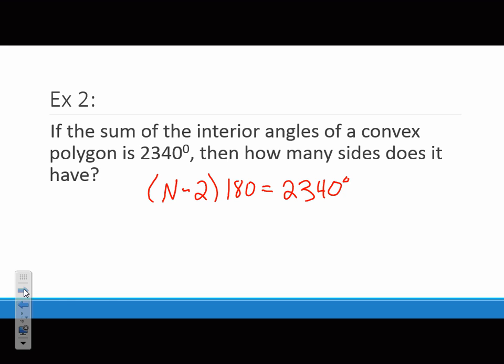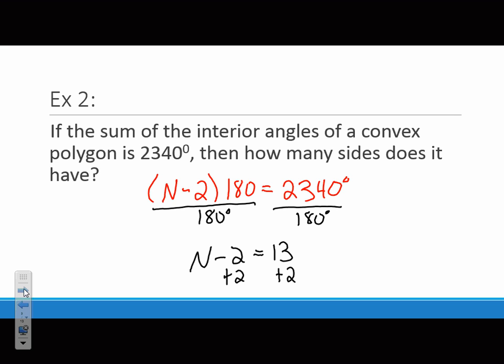2,340 degrees. To solve this, first thing we have to do is divide by 180. Divide this side by 180. So I have n minus 2 equals 13. Then we're going to add 2 to both sides. So n, being the number of sides, equals 15. So there are going to be 15 sides for this example.